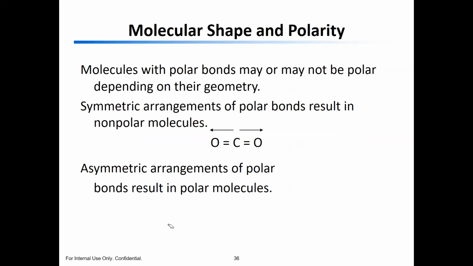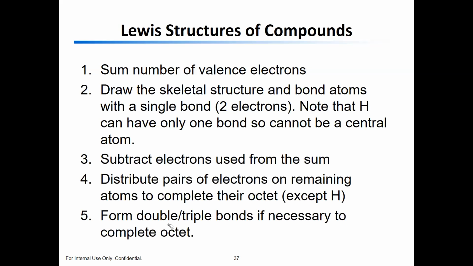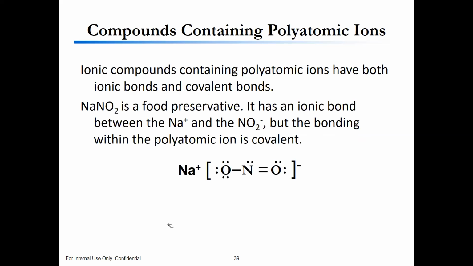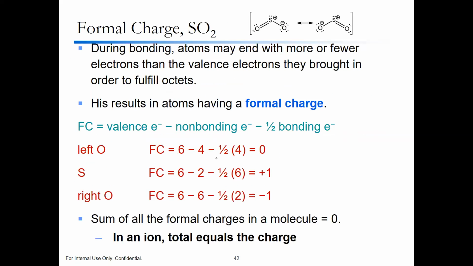And shape impacts polarity, right? If it's very symmetrical, it's going to be non-polar. Practice drawing Lewis structures. There are some compounds that have both covalent bonds and ionic bonds. So this is an example of that. Resonance structure, formal charge. And why do we need formal charge? Formal charge is a way to calculate the charge on all these atoms.